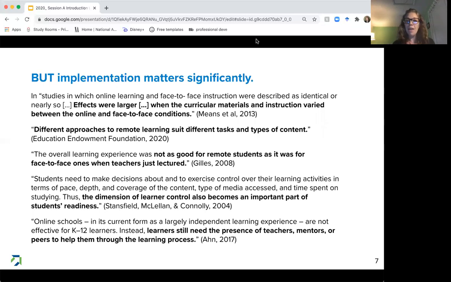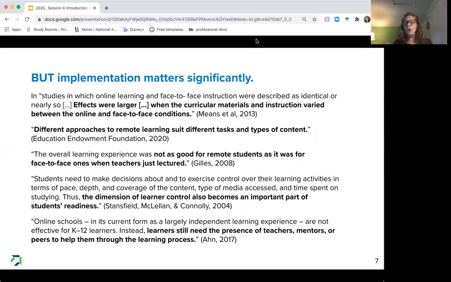At the same time, implementation of remote learning is quite significantly different. In studies where online and face-to-face instruction were described as identical, so where curricular materials and instruction didn't vary very much, they underperformed those studies in which teachers were making differences between the type of learning and instruction that was happening in person versus remote. Different approaches to remote learning, so modalities, actually suit different types of tasks and content. We have to make smart choices.